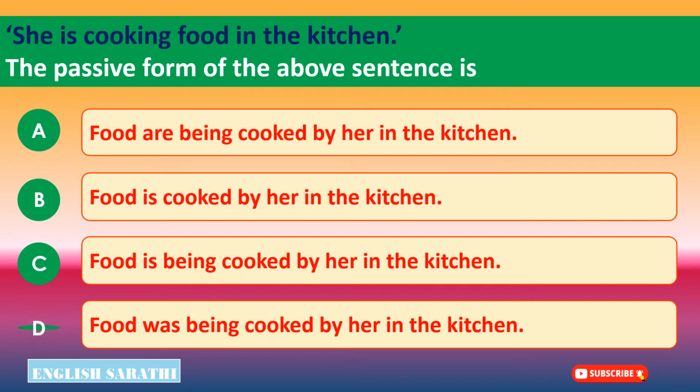Option A. Food are being cooked by her in the kitchen. Option B. Food is cooked by her in the kitchen. Option C. Food is being cooked by her in the kitchen. Option D. Food was being cooked by her in the kitchen.